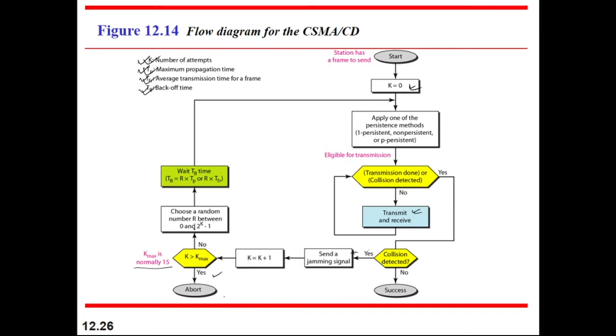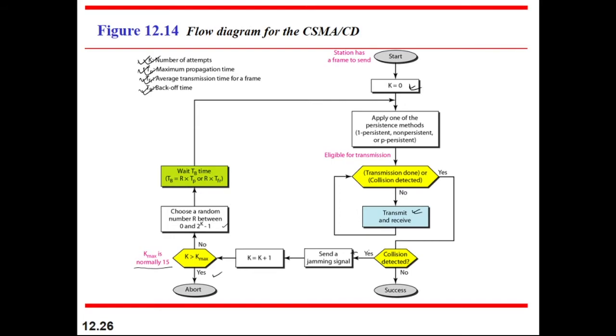So if it is no, then choose a random number r between 0 and 2 to the power k minus 1. You have to choose that random number and then calculate the waiting time. So you need to wait for this amount of time before sending the frame again. TB equal to r into TP.